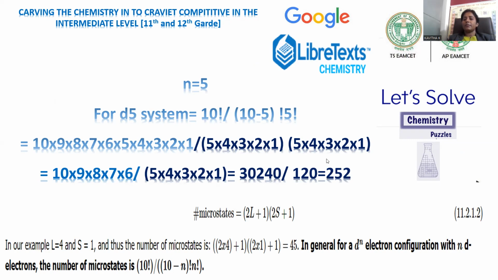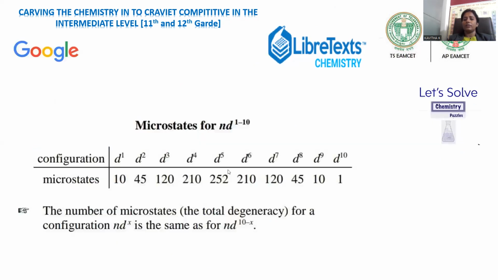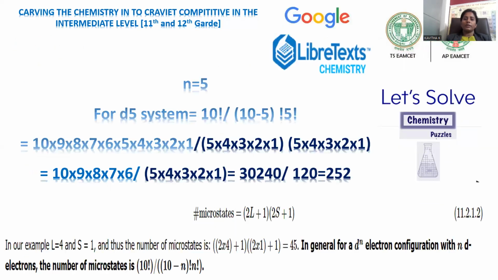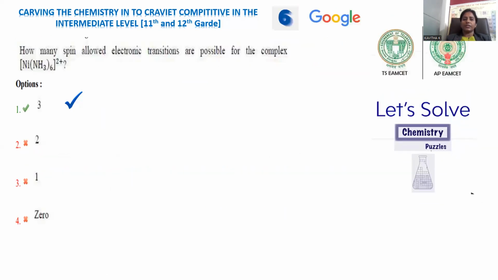For the d5 system, the number of possible microstates is 252. This is the way we can calculate whatever is given in the table, exactly mapping. So for question number 5, option number 4 will be the correct answer. Move on to question number 6. This will be the last question of the session.